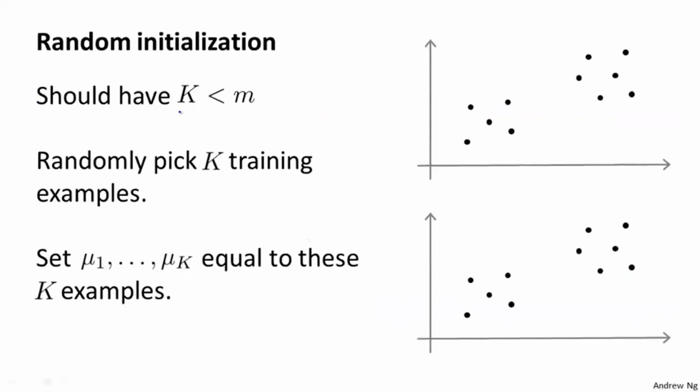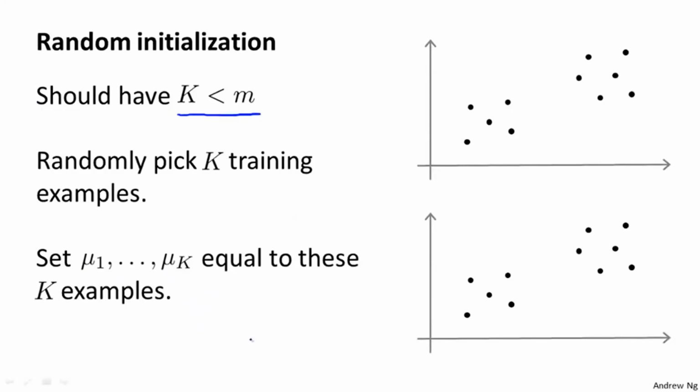When running k-means, you should have the number of cluster centroids k set to be less than the number of training examples m. It would be really weird to run k-means with a number of cluster centroids that's equal or greater than the number of examples you have, right? So the way I usually initialize k-means is I would randomly pick k training examples. And what I do is then set mu1 up to mu k equal to these k examples.